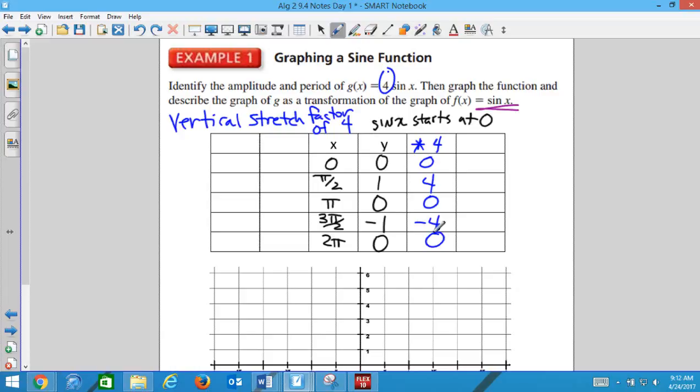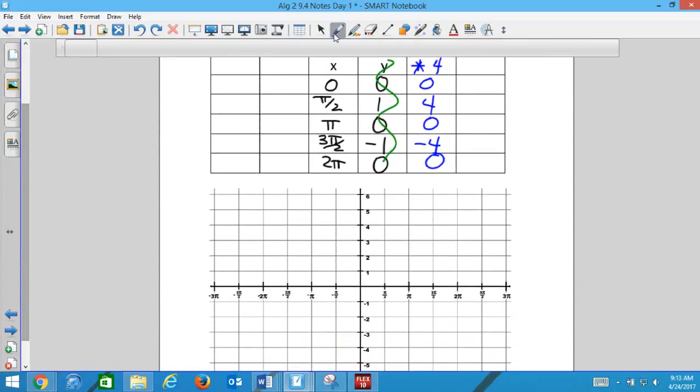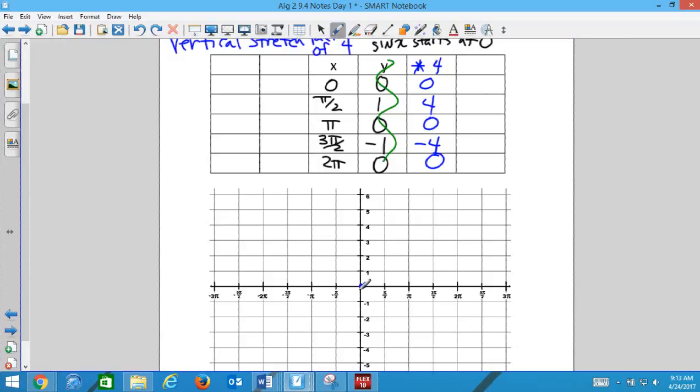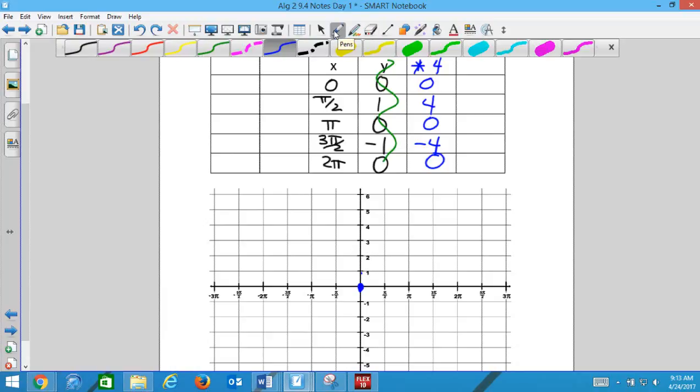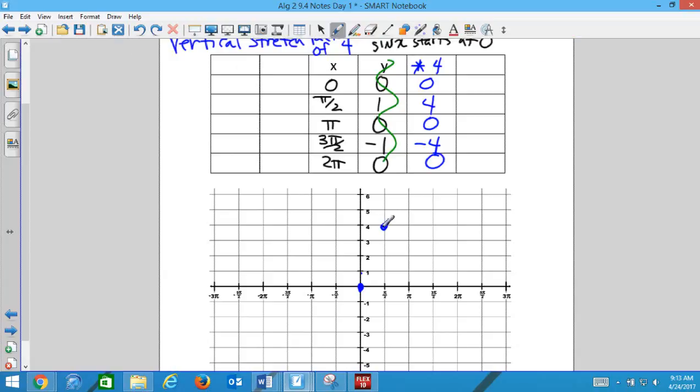Remember when we change the y values, then we don't graph both. We just graph the new y's with the old x's, right? I remember doing this stuff before, so don't graph those. Let's graph these ordered pairs. 0, 0. This is a different graph than I had on the original example, so just look carefully at what it's telling us that we're counting by. Next one is pi over 2, 4. Then pi, 0, 3 pi over 2, -4, 2 pi, 0.